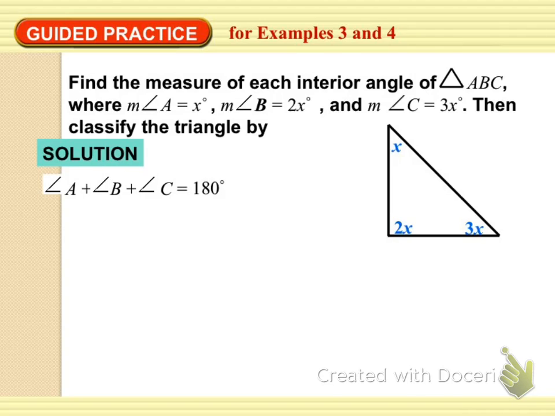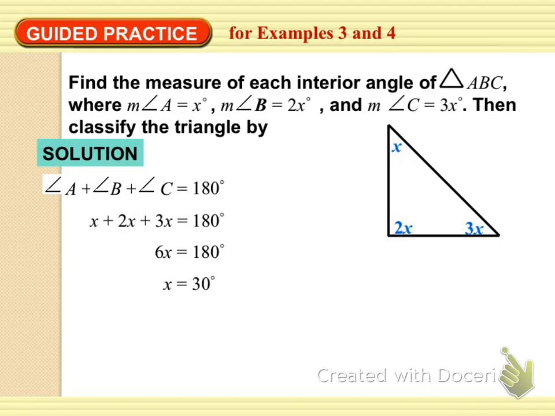Okay. So A plus B plus C must equal 180. So x plus 2x plus 3x equals 180. Combine like terms so that we have 6x equals 180. So far so good? Adding them all together. Divide both sides by 6 to get the value of x to be 30.